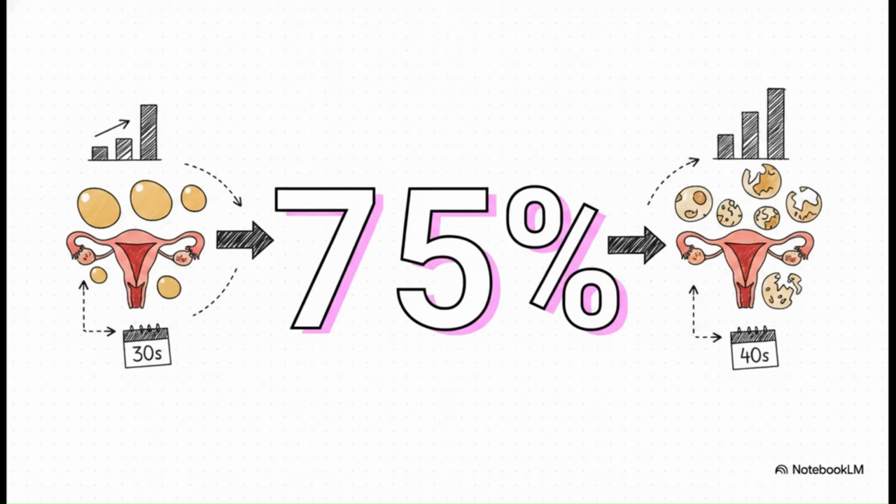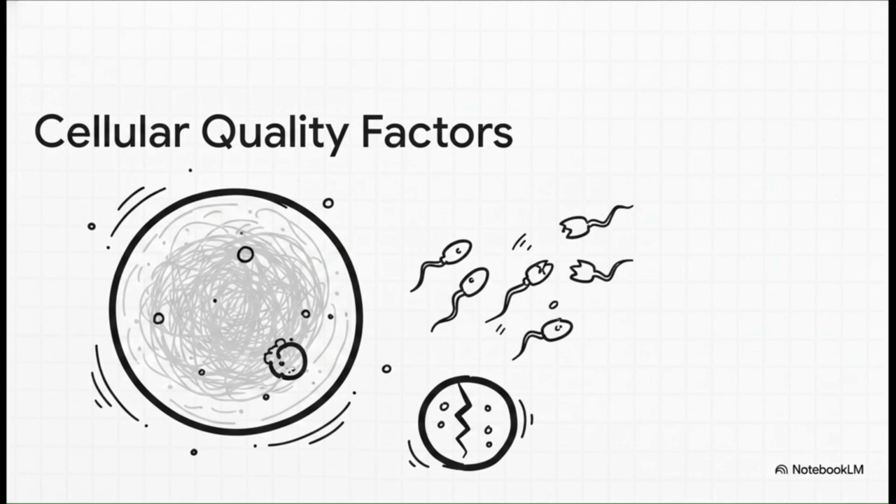To put that into perspective, just look at the raw math. While around 30 to 40% of eggs are affected by these errors in a woman's early 30s, that number spikes to over 75% by her mid-40s. It's a stark statistic for sure, but it really helps demystify why implantation rates change so dramatically over just a single decade.